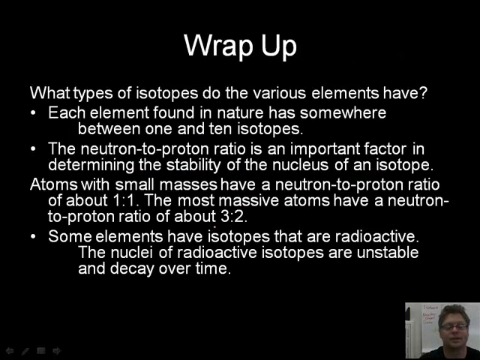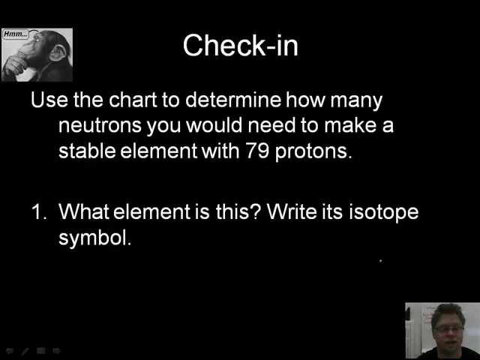Now, what types of isotopes do the various elements have? It has between 1 and 10 isotopes. Neutron to proton ratio is an important factor, and we'll be looking at this factor determining the stability of an isotope. The ones with small masses, it's about 1 to 1. The ones with larger masses, about 1.5 to 1 or 3 to 2. Some elements have isotopes that are radioactive, and these radioactive isotopes are unstable and they decay over time.